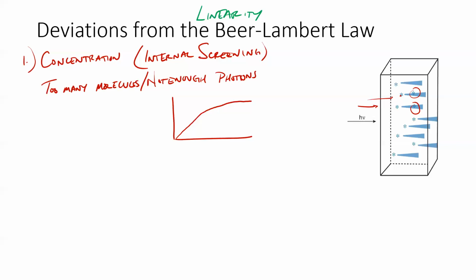And so these really go hand in hand. They're both due to concentration issues. One being we don't actually have enough photons in our light source. The other being it's concentrated to the point where the molecules are sort of shielding one another from the light source.